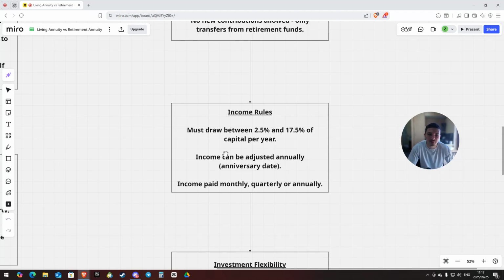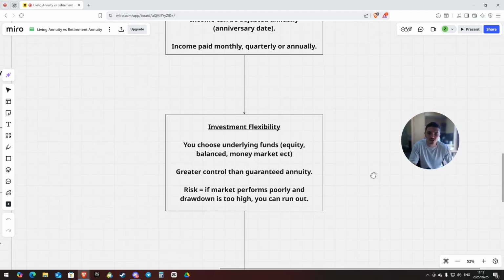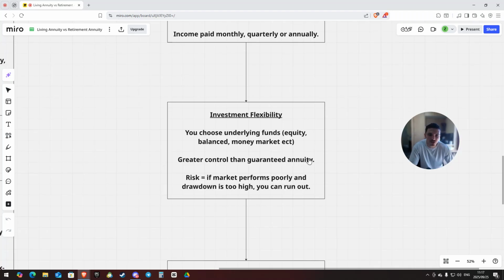Income can be adjusted annually depending on your anniversary date. So you can either be paid monthly, quarterly, annually. So as you can see with this living annuity, there's obviously a little bit more flexibility here, which we'll get into right now. So investment flexibility, you choose the underlying funds in terms of equity. If you want it to be in a balanced market or a money market, greater control than a guaranteed annuity.